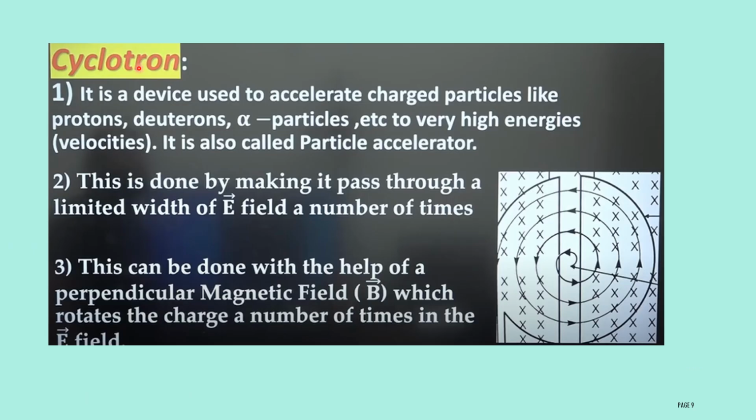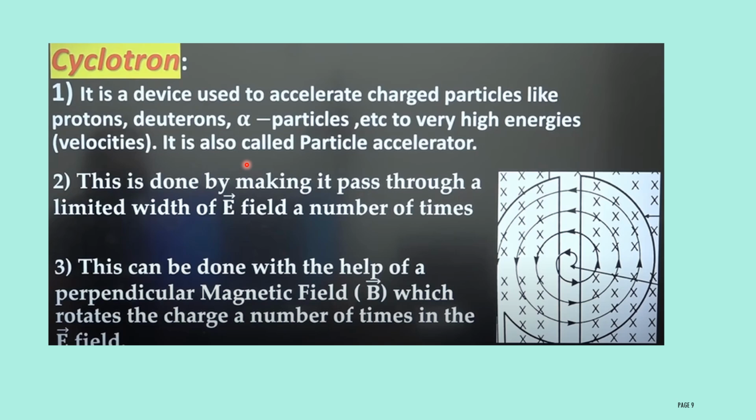Let us discuss the next one, the cyclotron. Cyclotron is a device used to accelerate charged particles like proton, neutron, alpha particles, etc. to very high energies or velocities. It is also called a particle accelerator. Here you have to remember, it will not accelerate electrons, except electrons. It will accelerate almost all the charged particles.